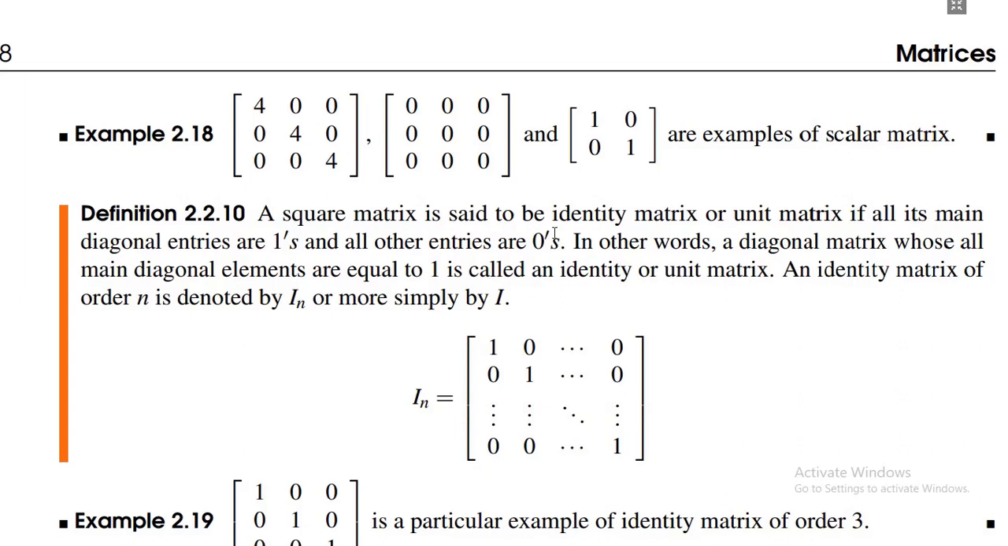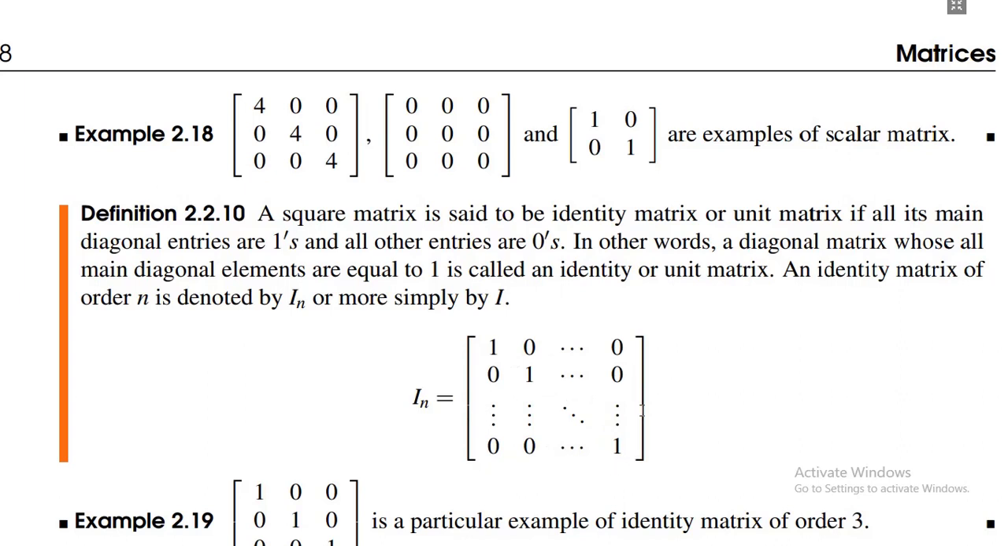Definition: a square matrix is said to be an identity matrix or unit matrix if all its main diagonal entries are ones and all other entries are zeros. In other words, a diagonal matrix whose main diagonal elements are all equal to 1 is called an identity or unit matrix. An identity matrix of order n is denoted as I_n or simply I. Here I_n is given as 1 0 0, 0 1 0, 0 0 1.